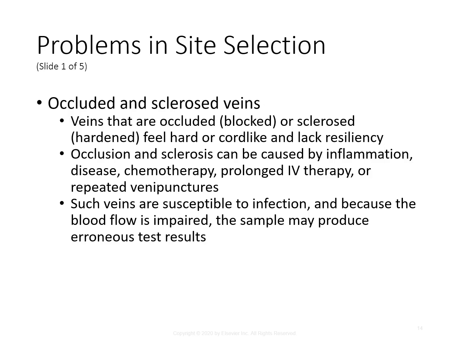One of those issues is having occluded or sclerosed veins. These are veins that are occluded, which are blocked, or sclerosed, which are hardened. When you go to feel that vein, it's going to feel almost like a cord inside of their arm, so it won't have that normal bounciness like a vein has. Occlusion and sclerosis can be caused from inflammation, certain diseases, if the patient's had chemotherapy, prolonged IV therapy, or just a lot of blood draws. These veins are susceptible to infection, and because the blood flow is impaired, the sample may produce erroneous results.